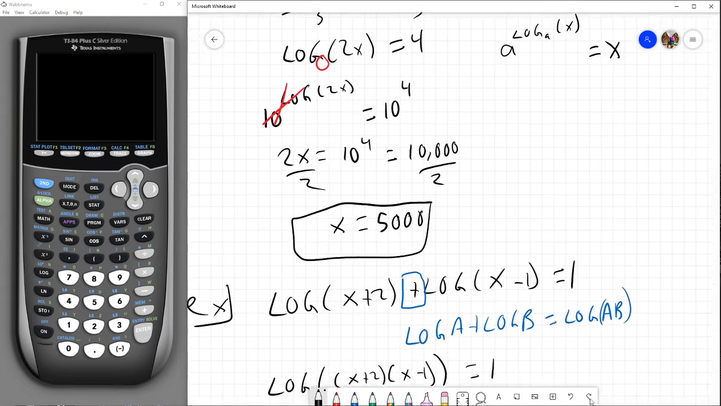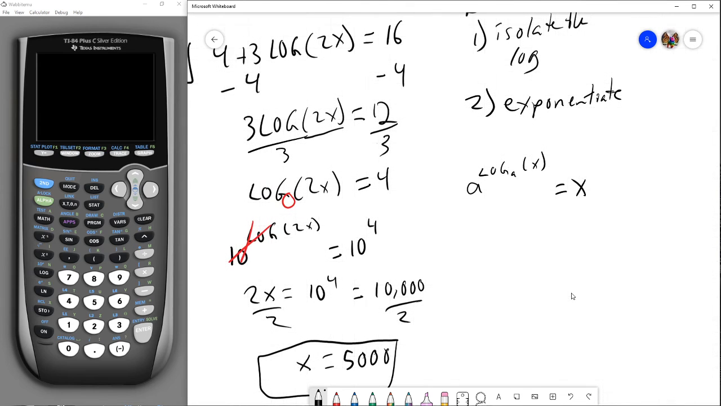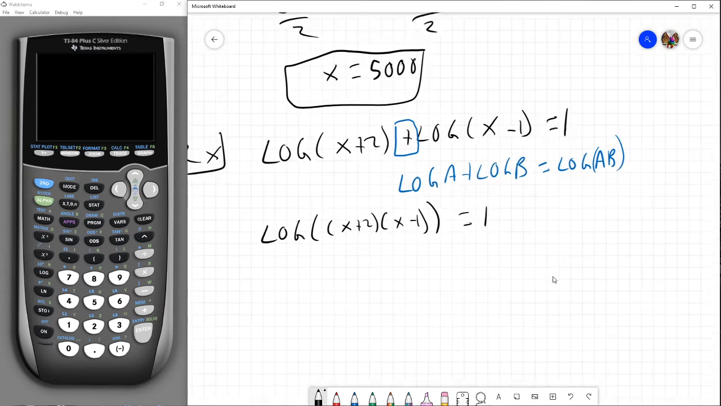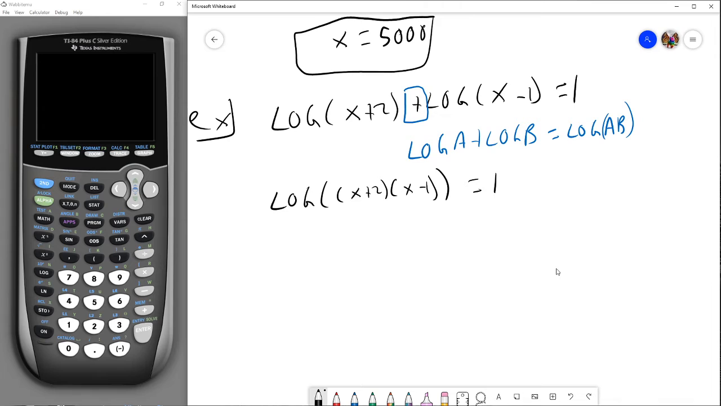And now that I look at this, I realize I forgot our third step up here, which was simply solve for x. Alright, so let's add that, and we'll come back to here. So, looking at this, again we have the common logarithm, so I'm going to exponentiate with the exponential base 10. So we have 10 to the log of the quantity x plus 2 times the quantity x minus 1 is equal to 10 to the first, which is just 10.